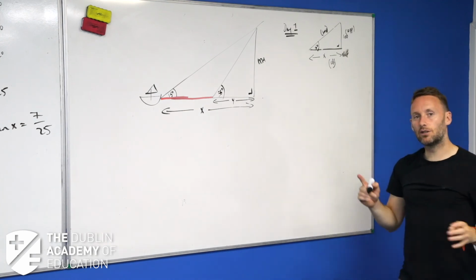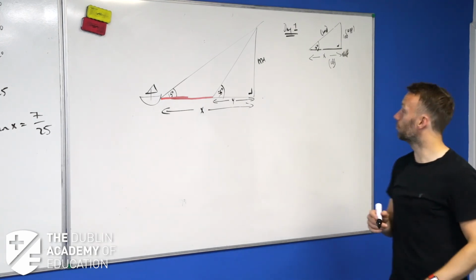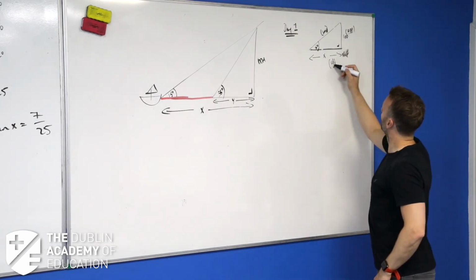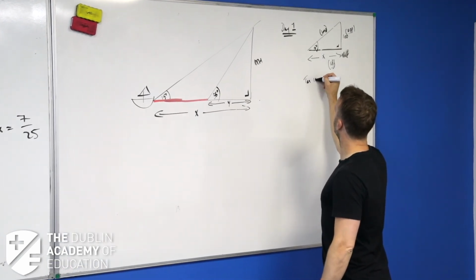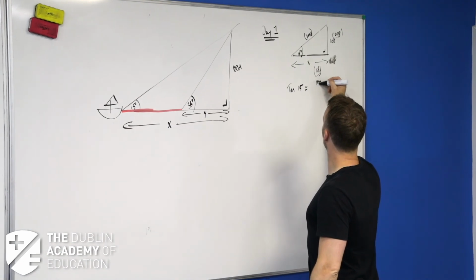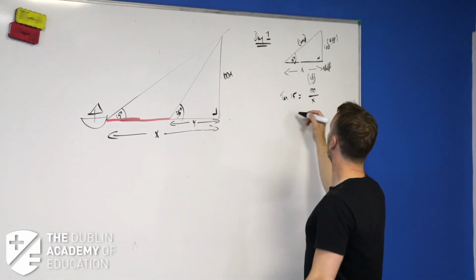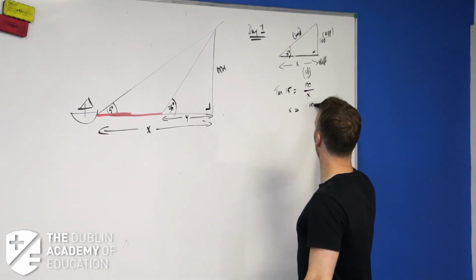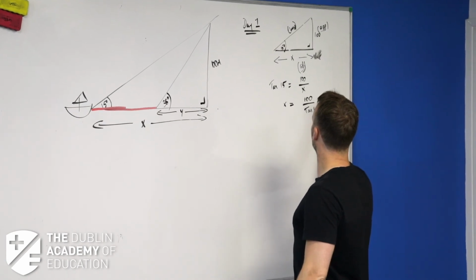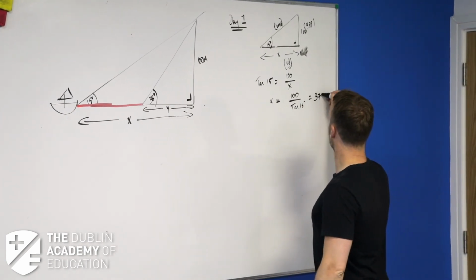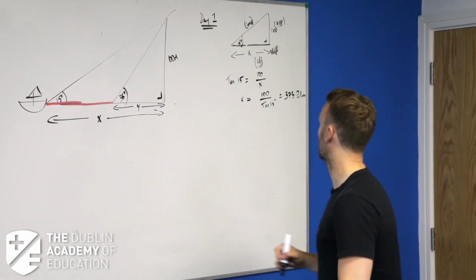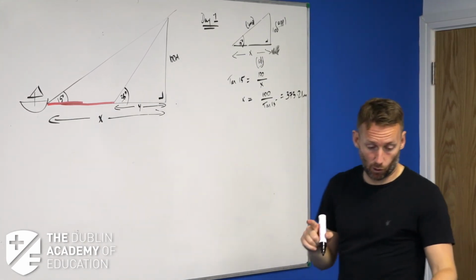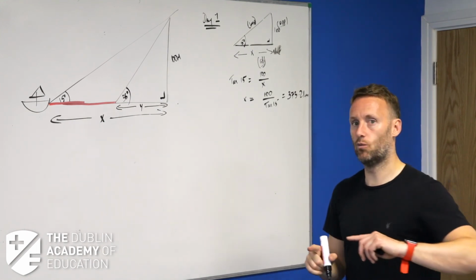Now remember, depending on the two sides that we have, that will determine what trig function we use. We have the opposite, and we want to find the adjacent, so it's got to be tan. So tan 15 is equal to the opposite, which is 100, divided by the adjacent, which is x. Rearrange, and x is equal to 100 divided by tan 15. And that's 373.21 metres. So that's the distance that the boat is from the cliff on day 1.